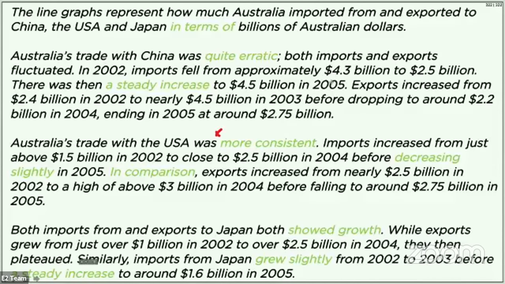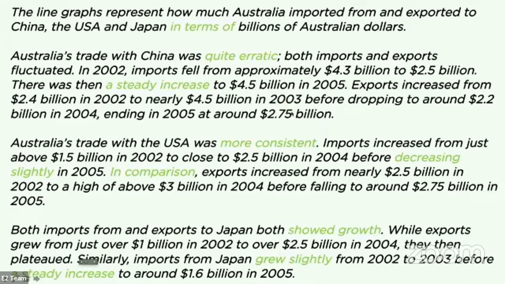Now, sometimes it's just implied. It's implied that it's comparing against this. You don't need to say it explicitly. You can. I could have said Australia's trade with the USA was more consistent than its trade with China. That's probably better in some ways, certainly more comprehensive, but I don't really need to do it. It's just implied that it's comparing against China here. So that's a good question.